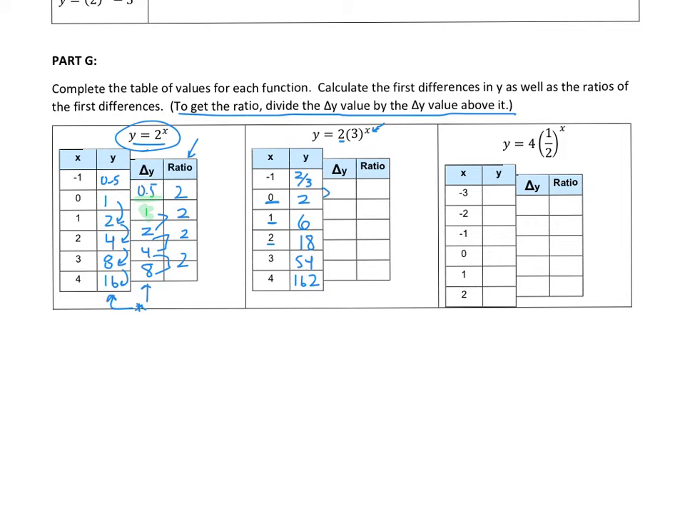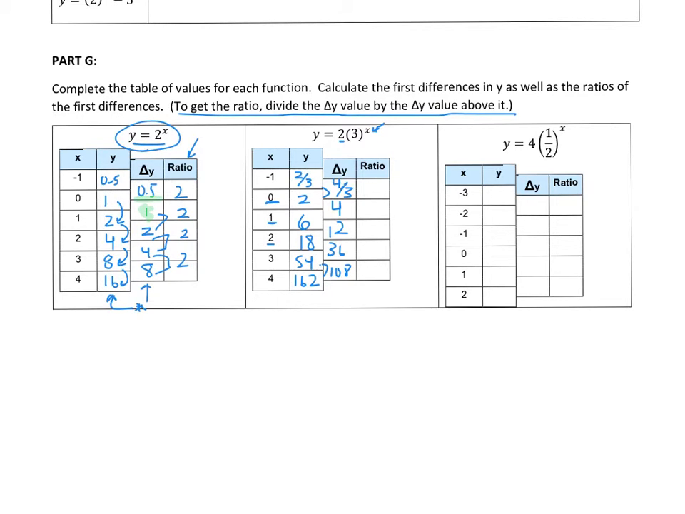Now, if I do my differences in y, I'm going to work this way. 162 subtract 54. Let me get my trusty calculator going just so I don't make a mistake on the video. 162 subtract 54 is 108. So that has a difference of 108. 54 subtract 18, I get 36. 18 subtract 6 would be 12. 6 take away 2 would be 4. And then 2 take away 2/3 is 4/3.